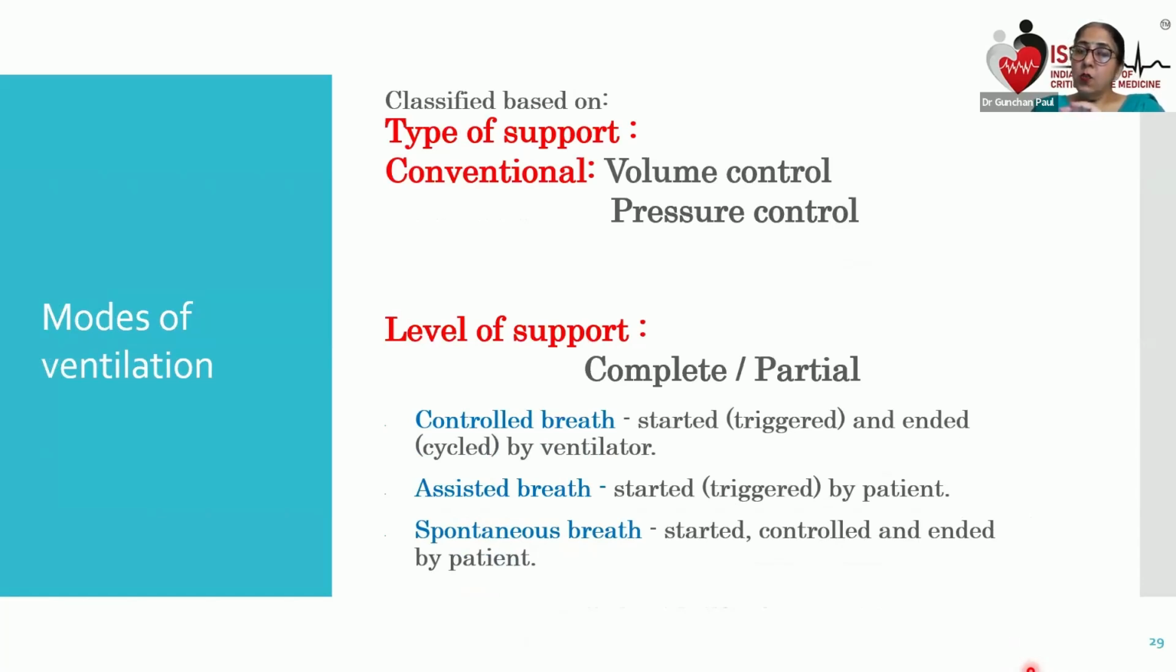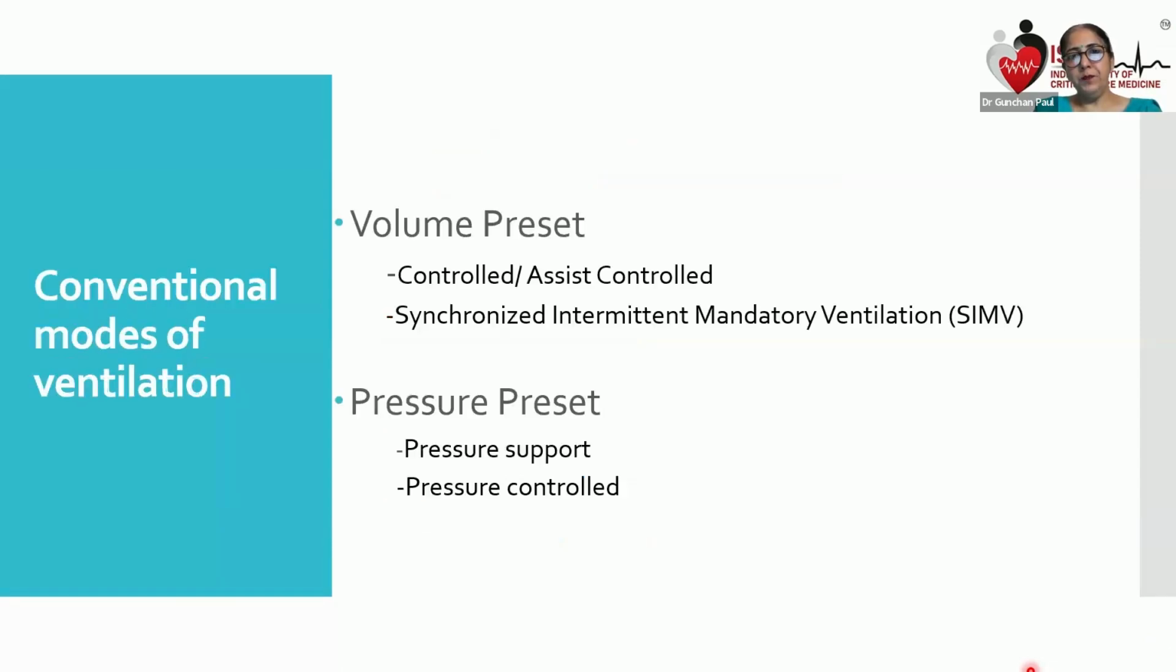Nowadays, CMV, that is controlled mandatory ventilation, is usually not used because it is wrong that the patient wants a breath and the ventilator is not opening and giving the breath. So most ventilators now have assist mode incorporated, either volume assist or pressure assist. It means the patient will trigger, but the complete breath will be given by the ventilator. Only the initiation of the ventilation will be done by the patient. That becomes an assisted mode of ventilation.